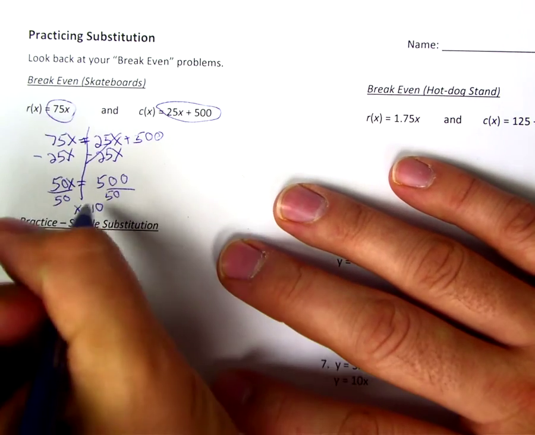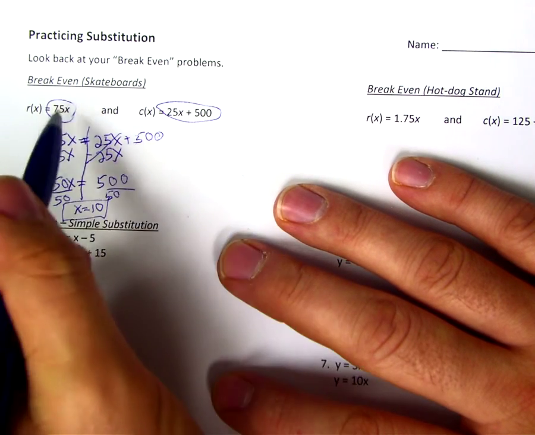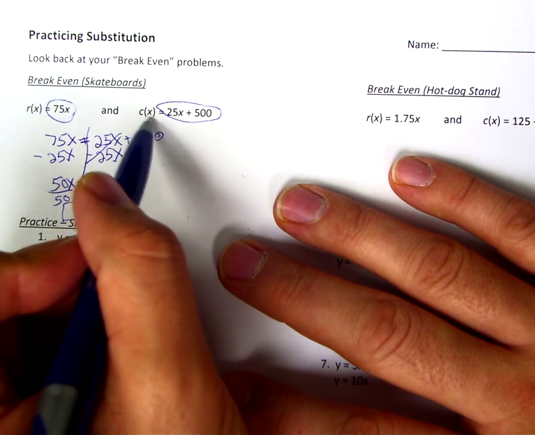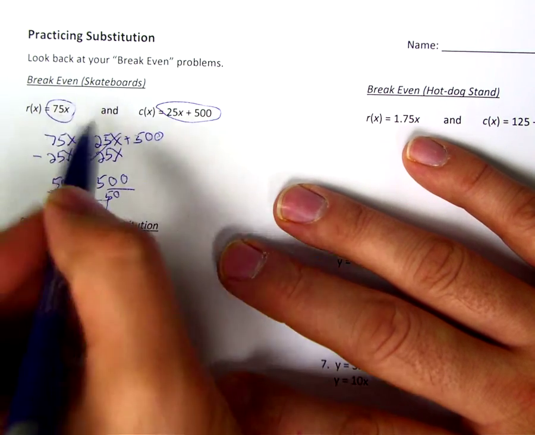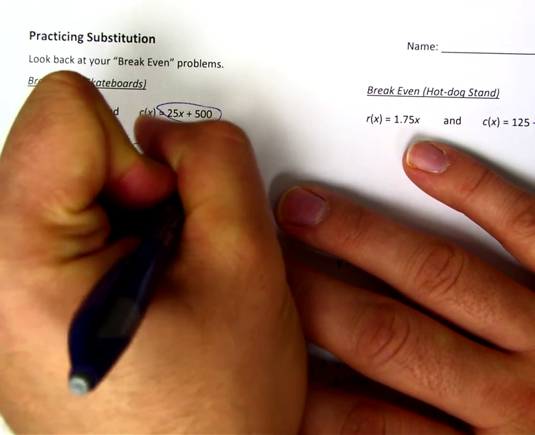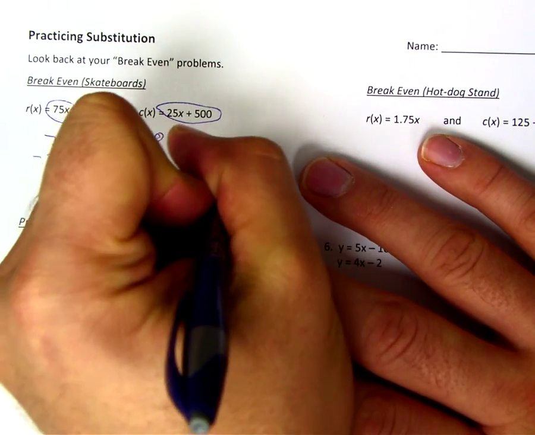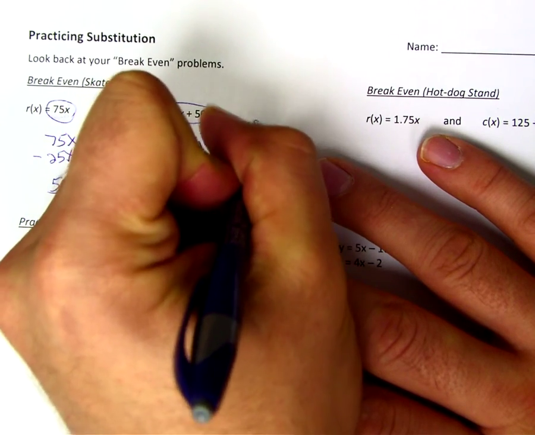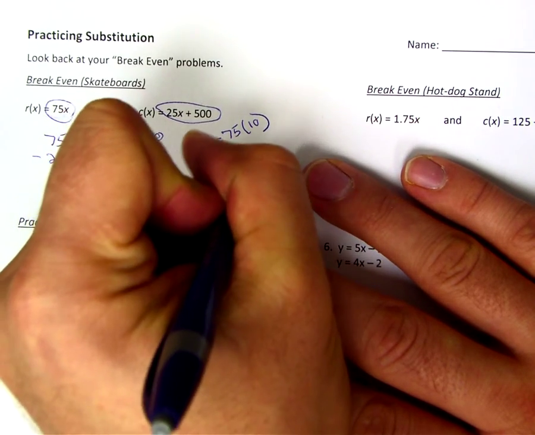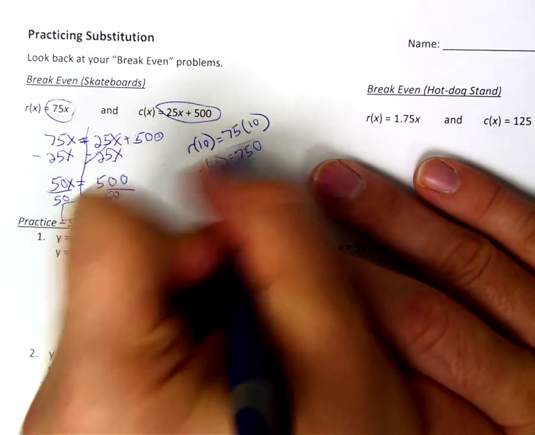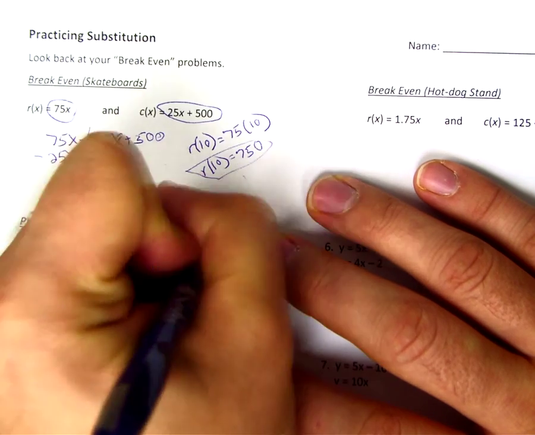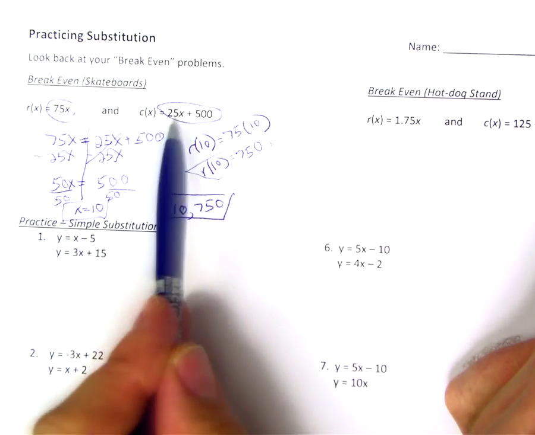Now all we've got to do is take this 10, where X equals 10, and plug it into one of these two for the X value to see what the R of X or C of X would be. You should get the same value if you plugged it into either one. Let's plug it into the easier one, the 75X. So I'm going to say R of 10, right, the revenue when we sell 10, equals 75 times 10. And 75 times 10 is 750. Right, so these two are going to cross at 10, comma 750. This is the solution to the system of equations.